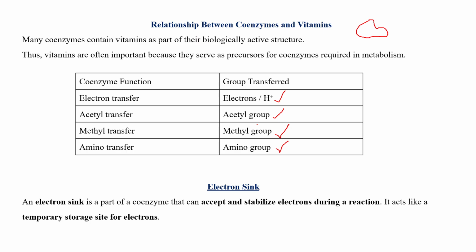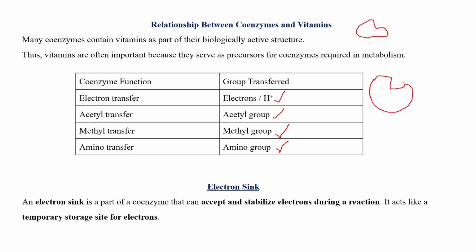The electron sink is actually part of the coenzyme, like I said earlier. It's the part of the coenzyme that accepts and stabilizes electrons during a reaction. It acts as a temporary storage site for electrons. So if you have your enzyme with your coenzyme, and there's a transfer of electrons from one reactant to another, the enzyme cannot hold the electrons. Rather, a portion of the coenzyme called the electron sink does. It's like a pocket that receives the electrons, holds them, waits for the right substrate to come, and transfers them to it.